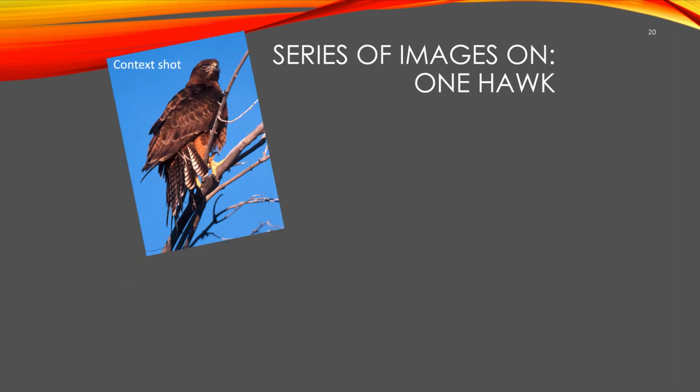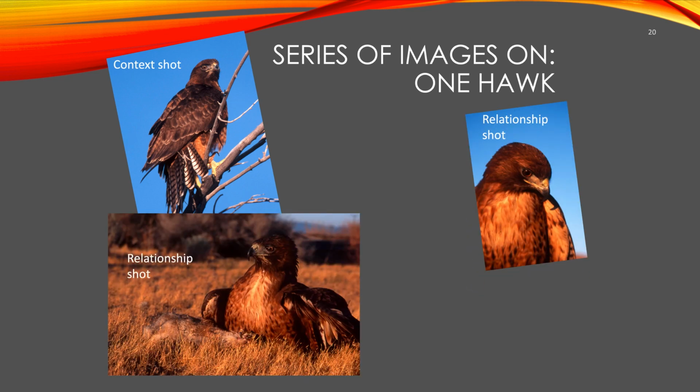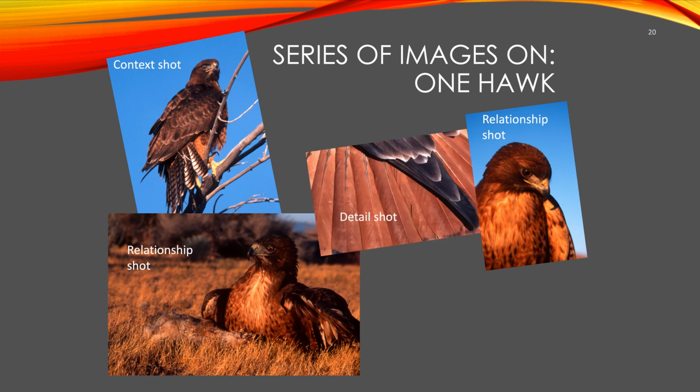Now I can also do a series of images on one particular hawk. So I would start out with a context shot, like on this red-tailed hawk here. I'd show the overall hawk sitting on the branch there, and then I can show some relationship shots where I start closing in on the hawk and showing some detail. The one in the bottom left there is after the hawk has made a kill of a rabbit there, and so I'm showing some of the lifestyle, give you some information about what this hawk does or what it eats.